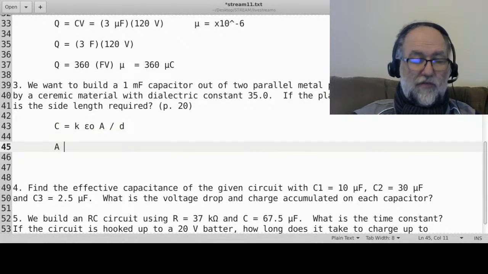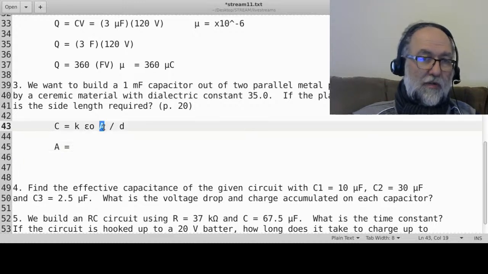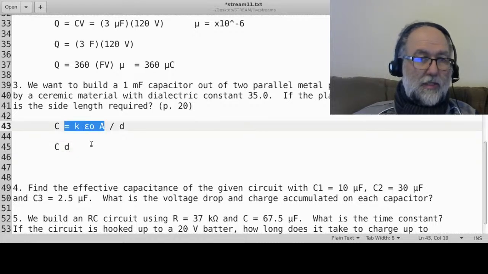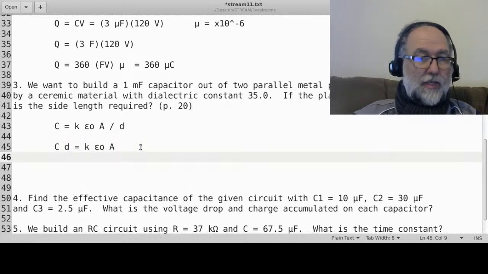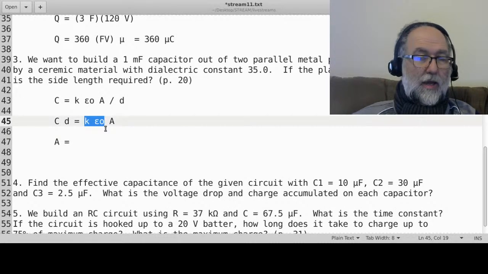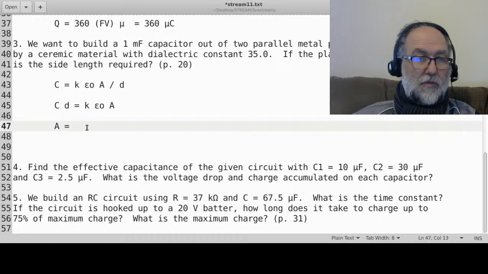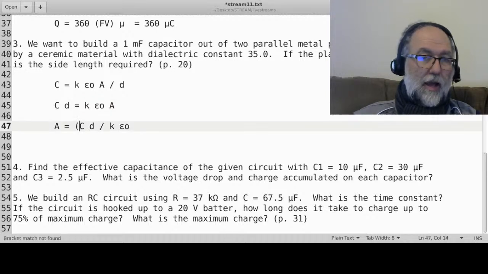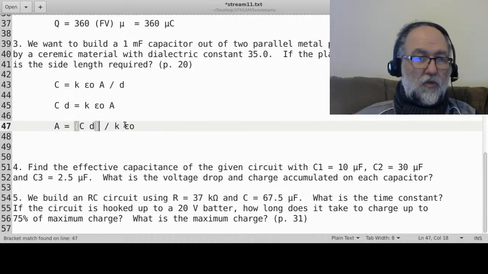I'm going to rearrange the equation first. So remember, we're solving for A here. Let me do it in two steps. I'm going to multiply both sides by d, and then I get this. Okay, and then to isolate A, I'm going to divide both sides by the dielectric constant times epsilon. Okay, and that's going to give me C D on top divided by K epsilon on the bottom, like that. Okay, so there we go.